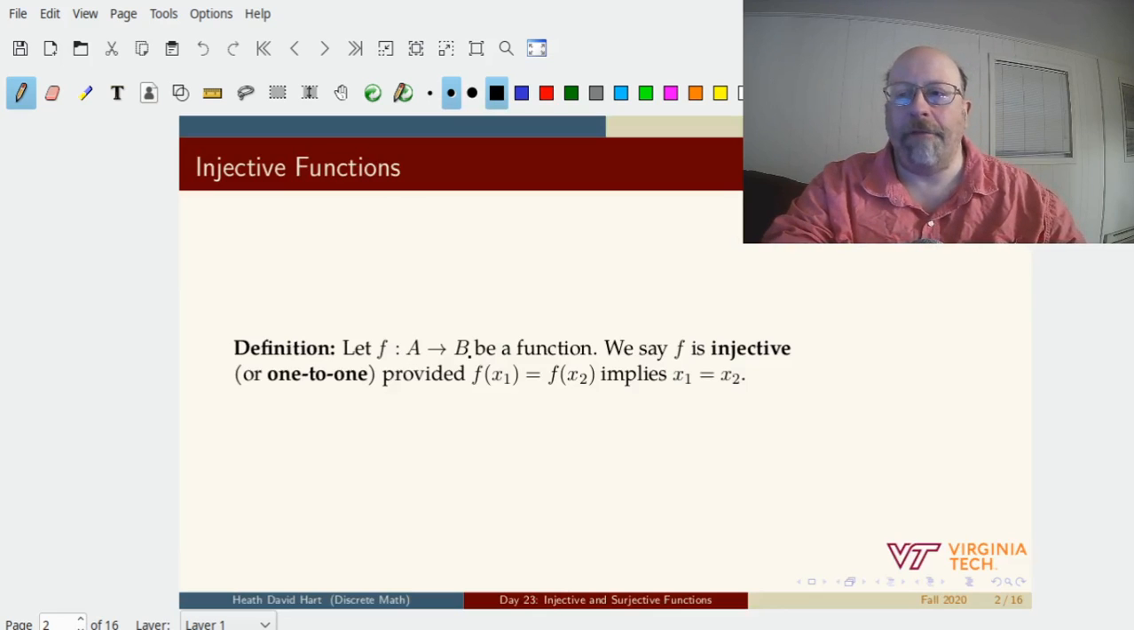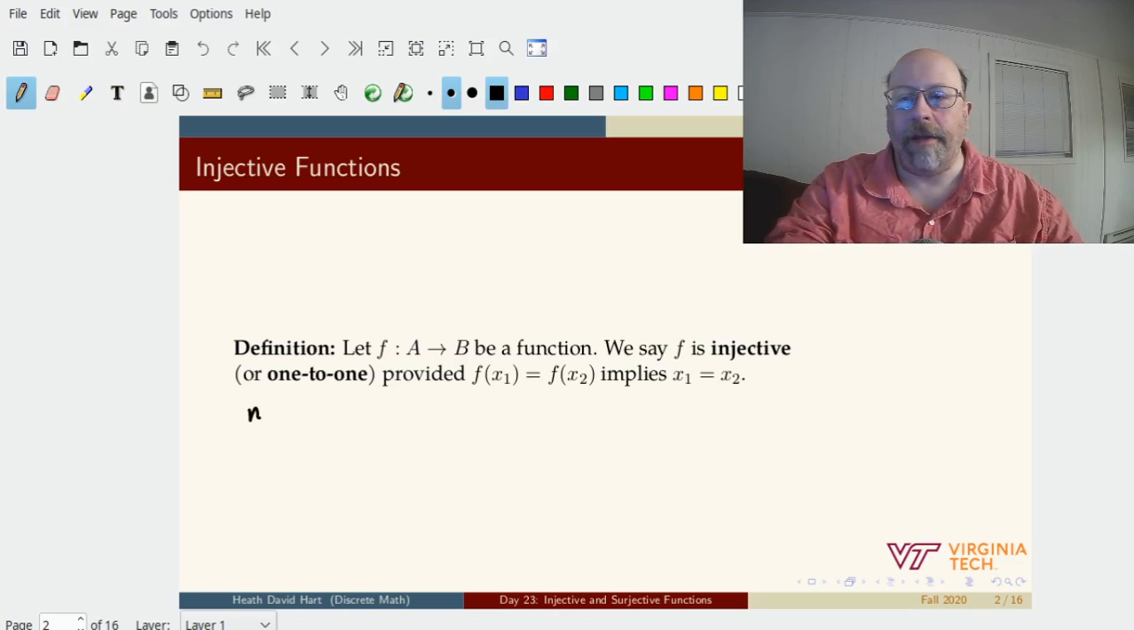So let f be a function from set A to set B. We say that the function is injective if we can cancel the f's from any equation. If f of x1 and f of x2 are equal, then we know that x1 and x2 are equal. Okay. This is not true for all functions.